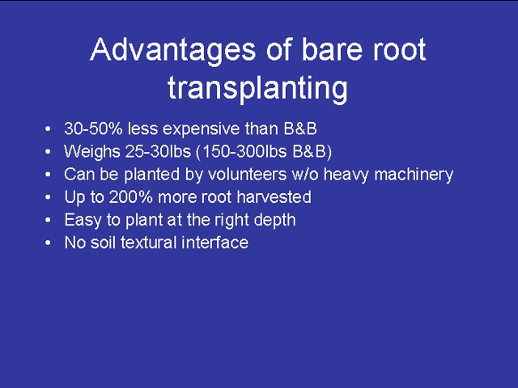So some advantages, it's about 30 to 50% less expensive using bare root than B&B. Again, the weight is a lot less heavy, 25 to 30 pounds versus 150 to 300 pounds for B&B. Can be planted by volunteers without heavy machinery, up to 200% more root. It's harvested using a U-blade versus a tree spade. It's easy to plant at the right depth, and there's no soil textural interface between the soil from the nursery and the soil on site.